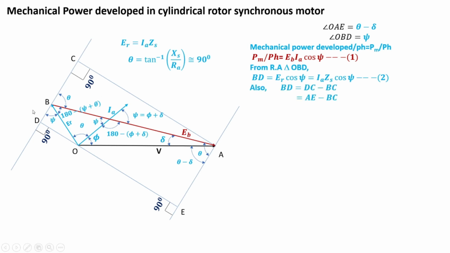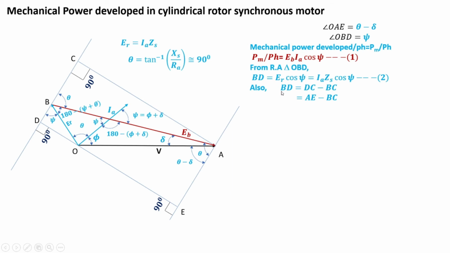Also from this we can write that BD is equal to DC minus BC. DC and AE are exactly equal. So we can write BD is equal to AE minus BC. So we can utilize the right angle triangle ODB, ACB and right angle triangle OEA in order to derive the expression for mechanical power developed in cylindrical rotor synchronous motor in general way.